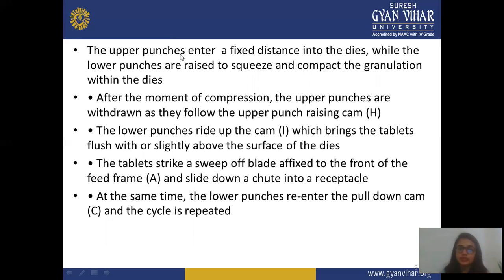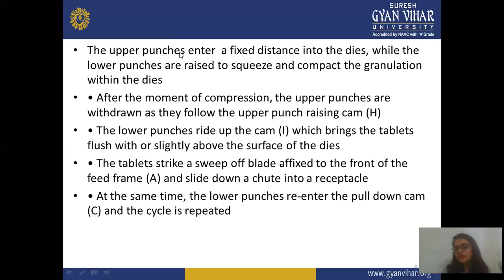And you can say that this tablet is compressed between the die and punches, and after this compression, the upward punch is withdrawn, and then follows the upward punch raising cam H. Then your tablet goes to the H part, where the tablet formation occurs, and the lower punch goes right under the cam I.